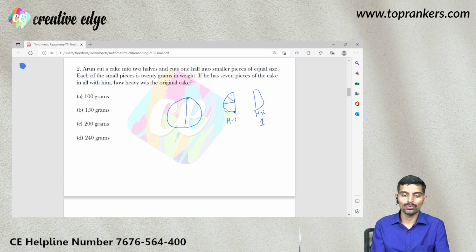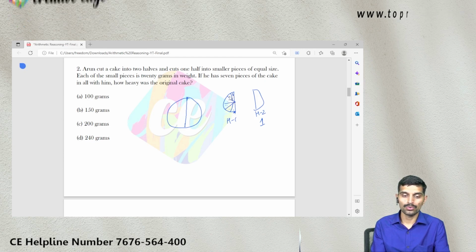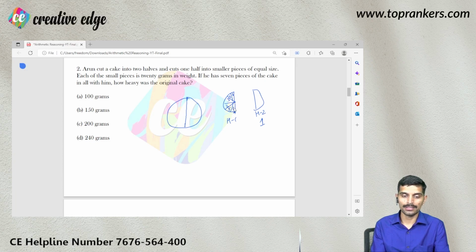One, two, three, four, five. One, two, three, four, 5 and 6. So this is 1, this is 2, this is 3, this is 4, this is 5, and this is 6. Right? 6 pieces of equal weight, and each has a weight of 20 grams. So 20 into 6 is 120 grams.